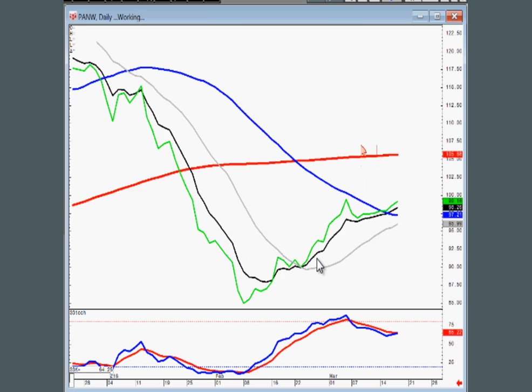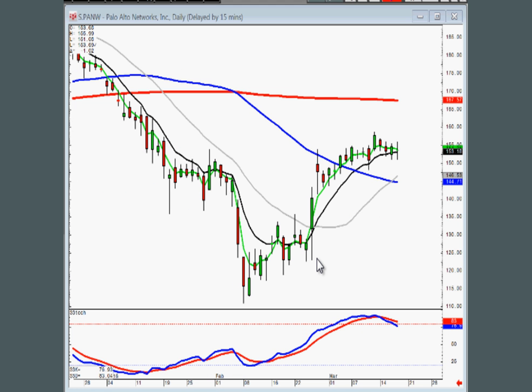Palo also, same scenario. Doji, if it opens lower, you close it out because they're going to come back and test the 50.